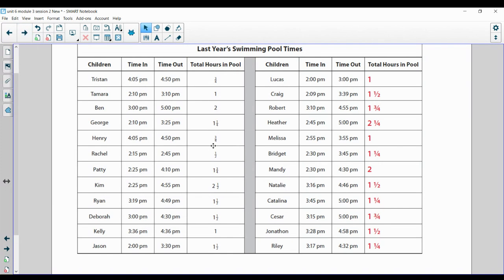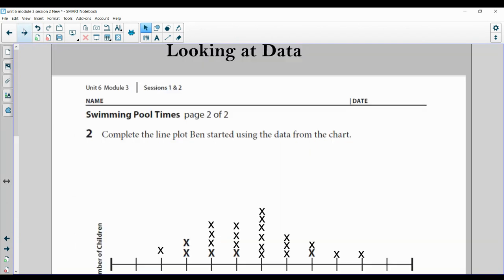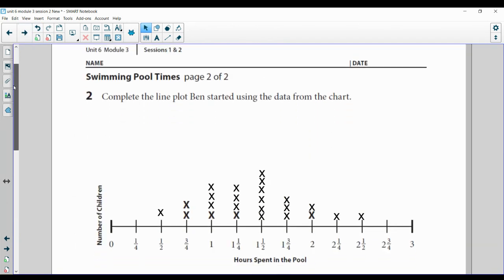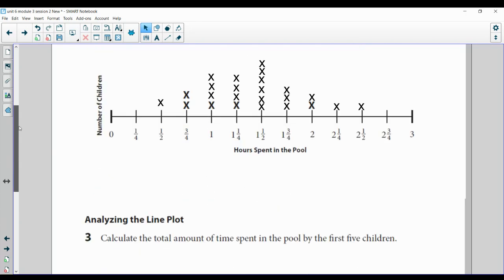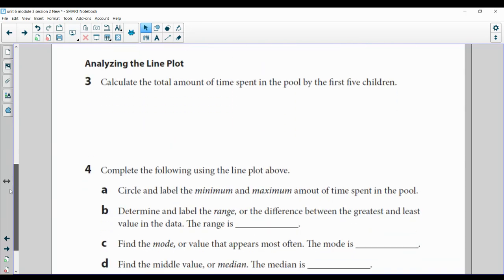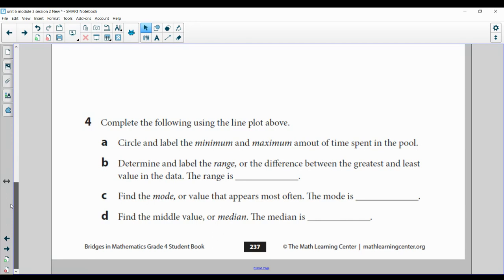And if you had this data correctly sorted out, then you would be able to go over here. And when you did your line plot, it should have ended up looking something like this. Okay. And what we're going to do today is we're going to kind of just review the questions that we had down here to see what the information would have been.